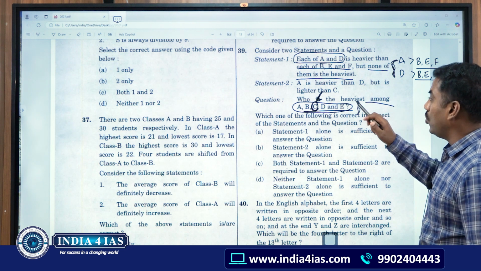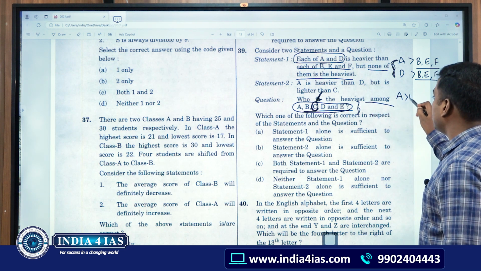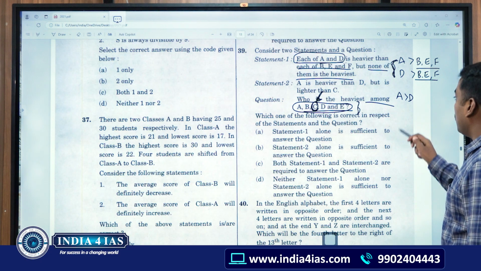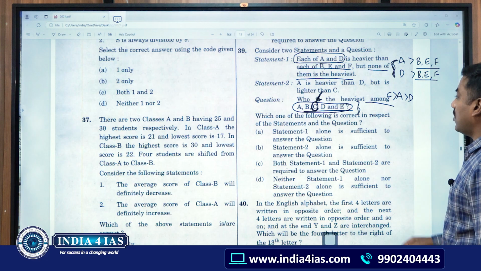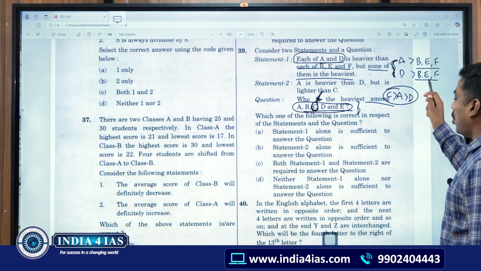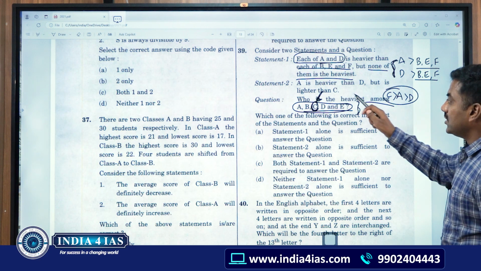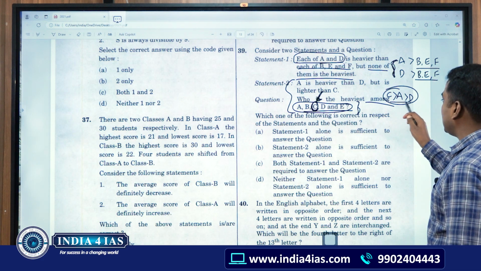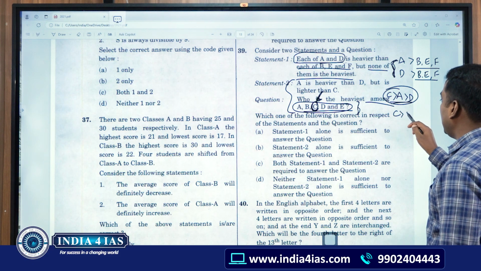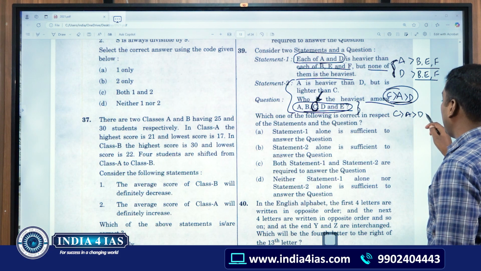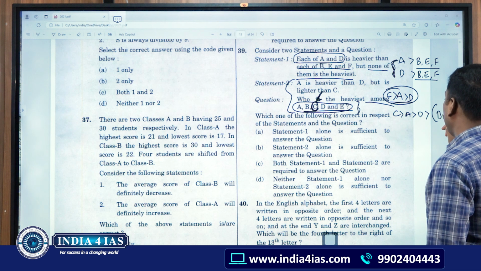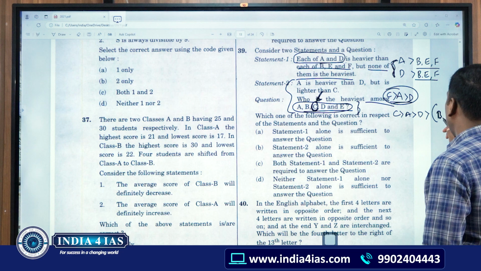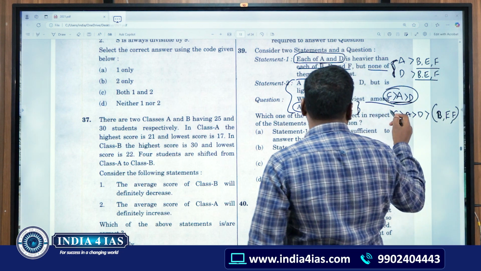Okay, coming to the statement 2. A is heavier than D, but lighter than C. Now see, with this statement and with all these statements, when we combine, with A and D relation we got, C is heavier. So finally, C is heavier than A, A is heavier than D, and they are heavier than each of B, E and F. So in this case, C is the heaviest.